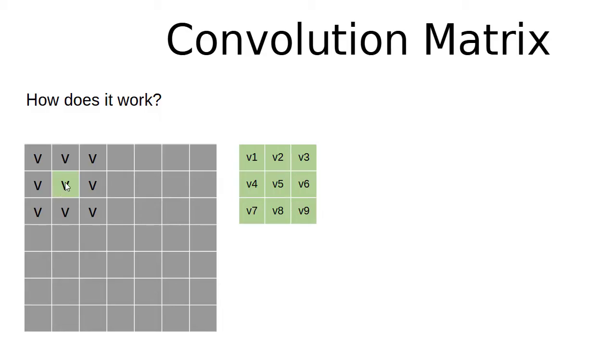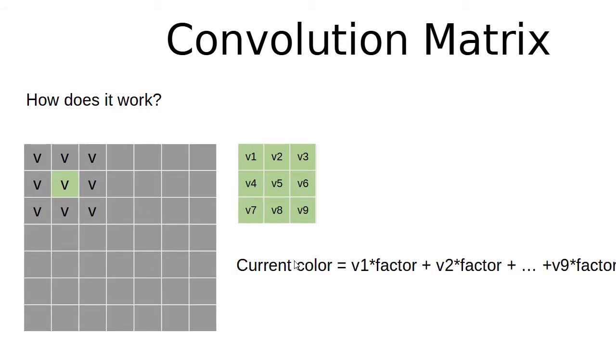Using this pixel as an example, the convolution matrix or kernel will take the colors of the surrounding pixels, including the color of the center pixel, multiply each value by a factor and then add them together. The value of the factor depends on the effect we want to obtain.